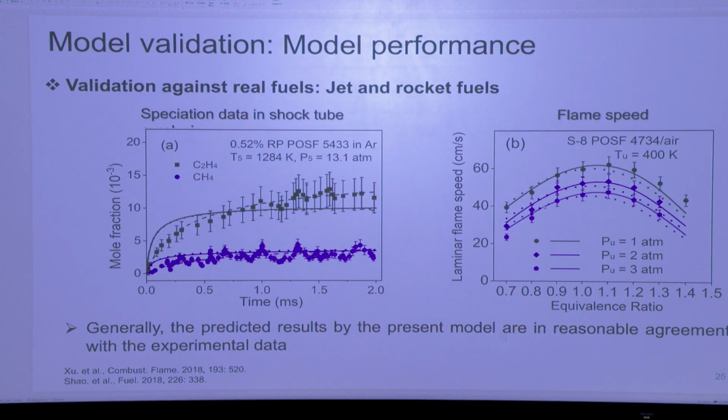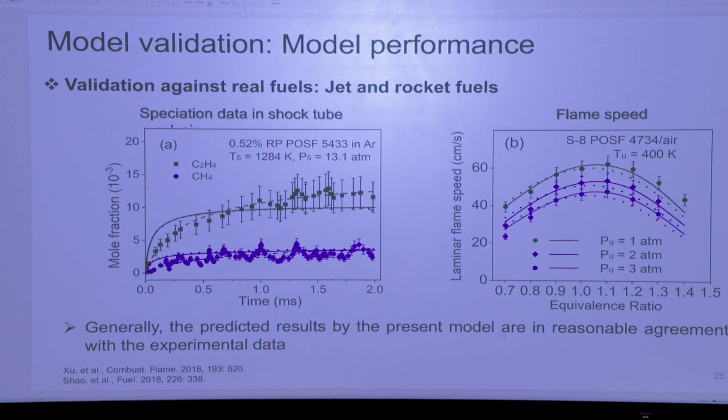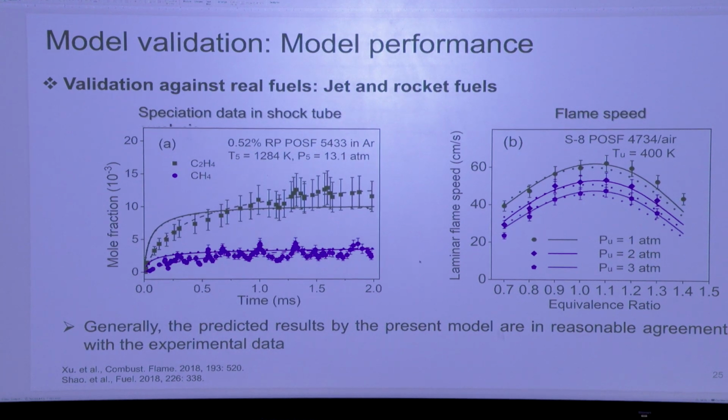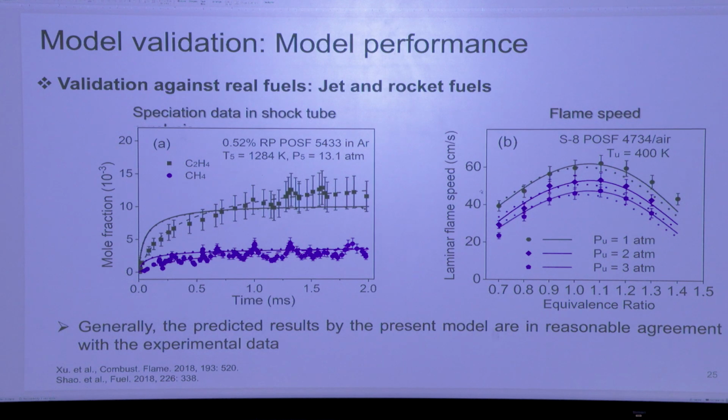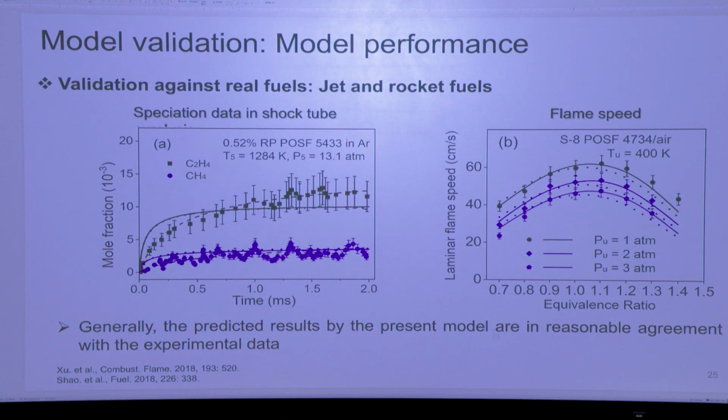And we can also do speciation comparisons. So this is a measurement of a jet fuel, POSF 5433, and these are the flame speeds for those fuels. And again, the model can work fairly well in predicting even species like ethylene, methane, and laminar burning velocities. And okay, you can read the papers. The papers are there. We've tested this for like 35 different fuels. Again, it works fairly well.